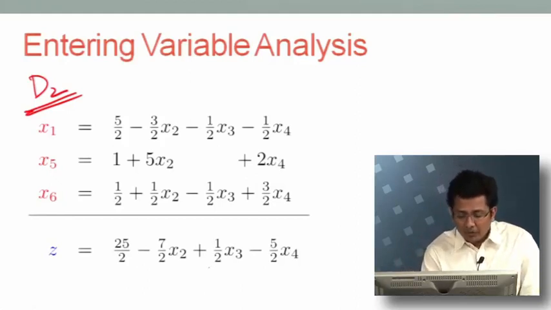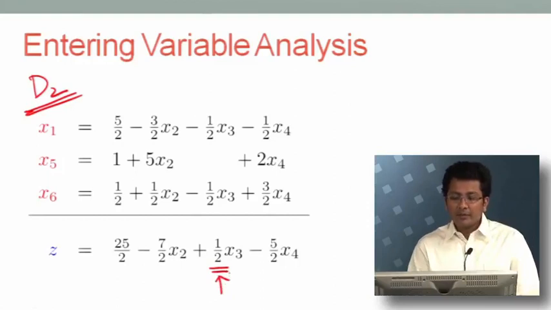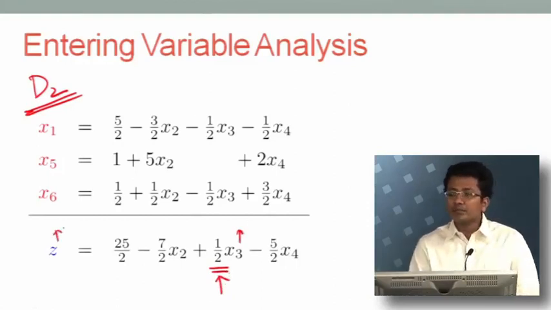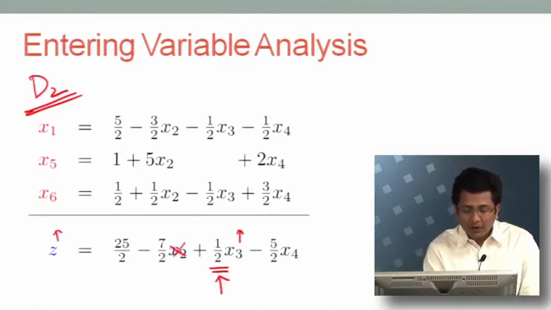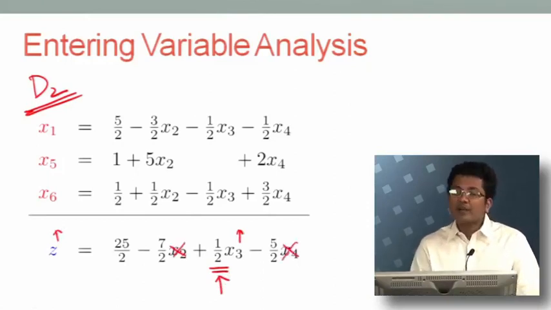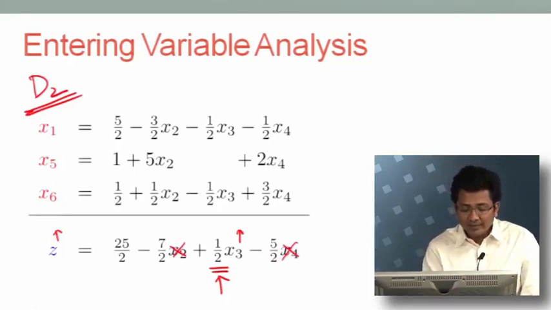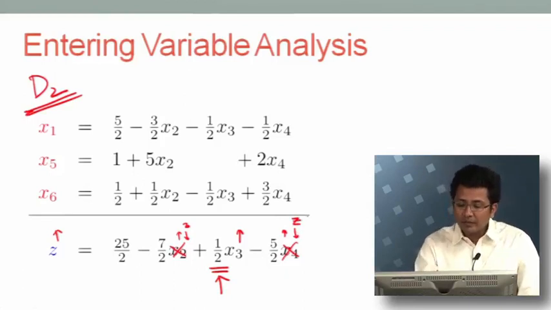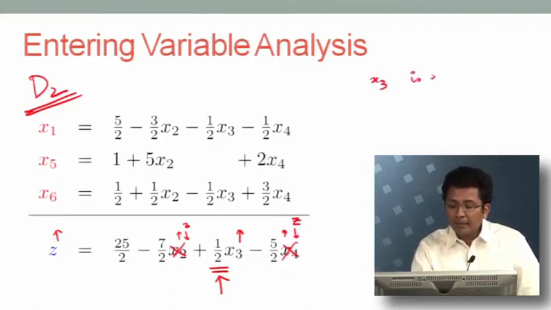If you took a look, you would find that x3 is the only entering variable, because an increase in x3 guarantees an increase in z. On the other hand, x2 cannot be entering and x4 cannot be entering. The main reason is that increasing x2 or increasing x4 is going to decrease z. So these two are going to decrease z, and therefore they cannot be entering. So x3 is entering.